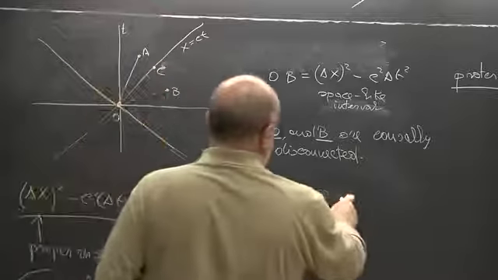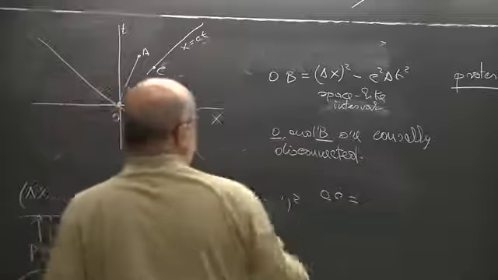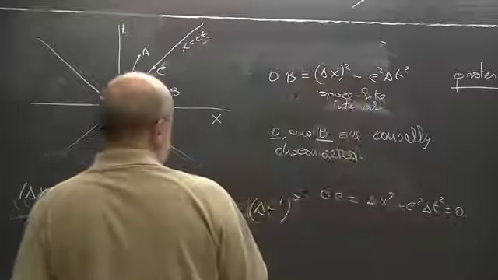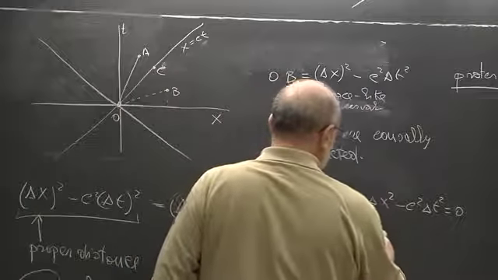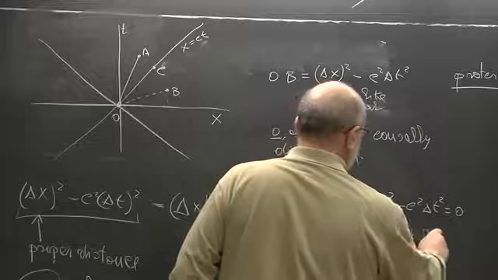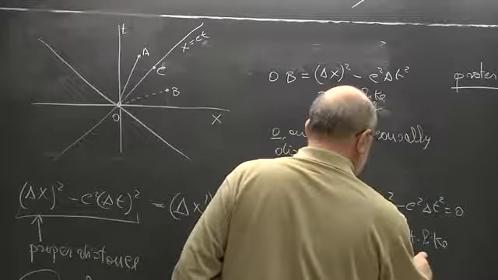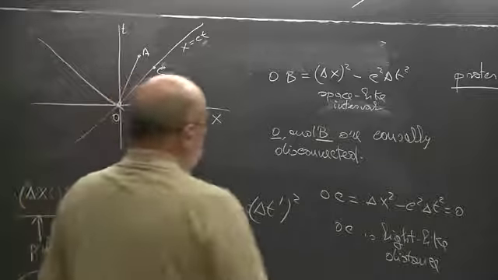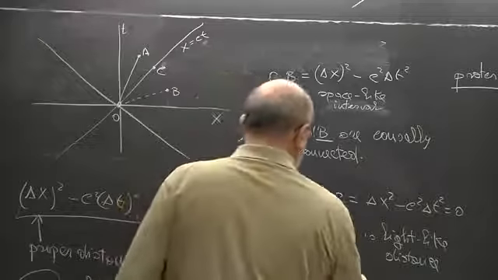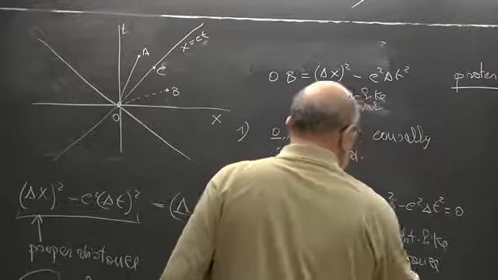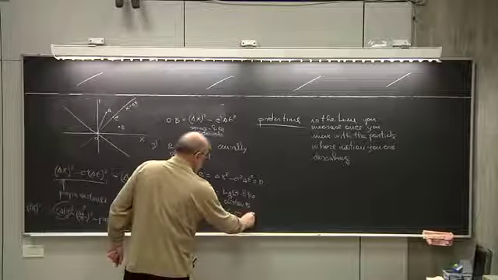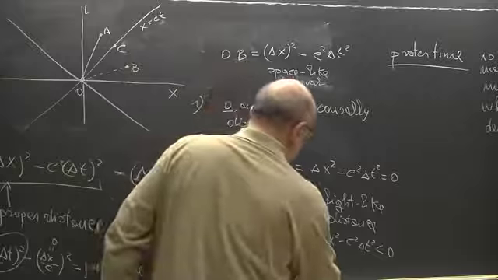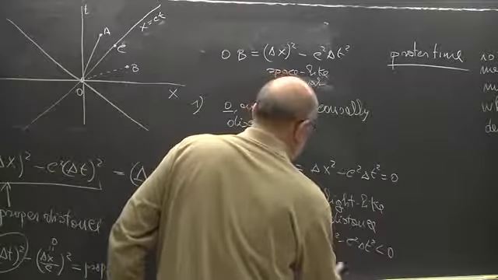Now let's take O and C. This point lies on this equation, so this quantity is 0, and OC is a light-like distance. Of course, C can be reached from O when we move at the speed of light. The third case is OA, where delta x square minus c square delta t square is less than 0. You see the time part is bigger than the space part. This is called a time-like distance.